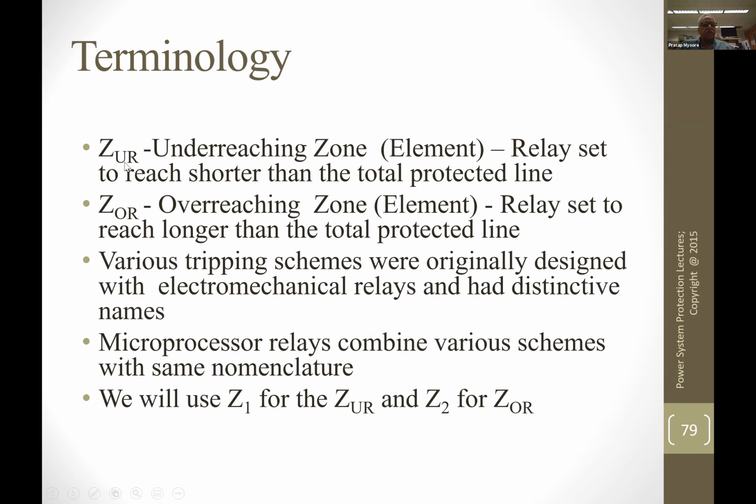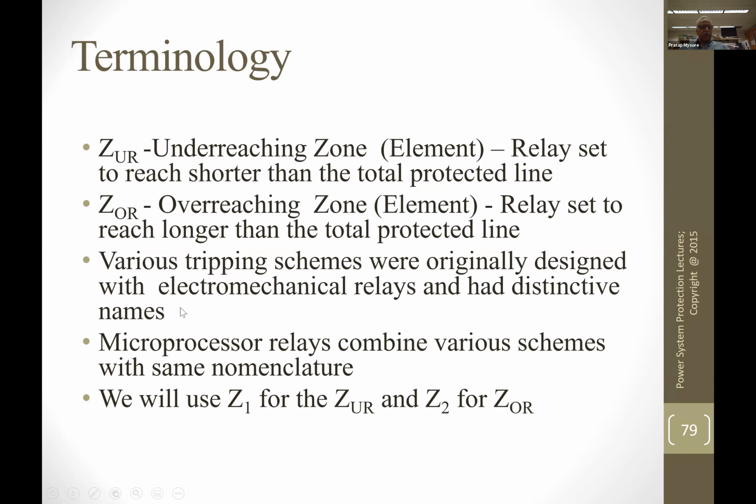Underreaching, as we mentioned, is always zone 1, which is set to reach not to 100%, but to 85%. Overreaching is a relay, which is zone 2, which is set to go beyond the line. It is normally set to 125% of the line section. And then various tripping schemes were originally designed with electromechanical relays and had distinctive names.